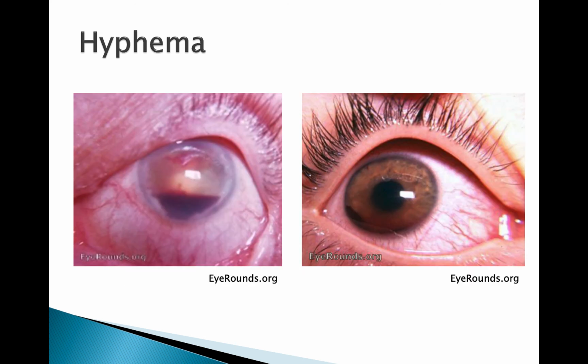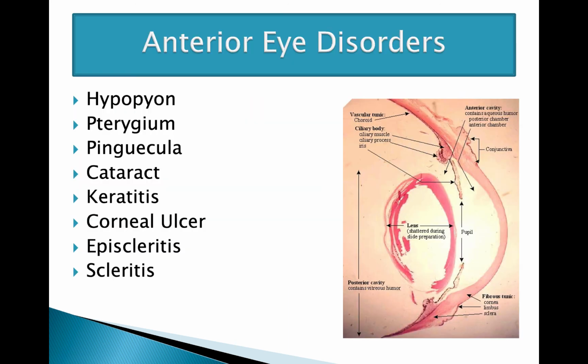So here's an example of a hyphema. In this picture on the left, you can clearly see the blood level. And again, as that blood level rises, you can have a rise in the intraocular pressure.